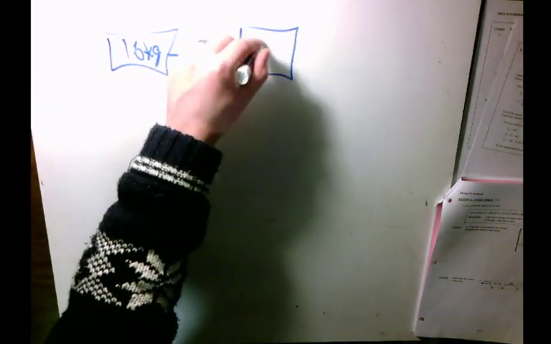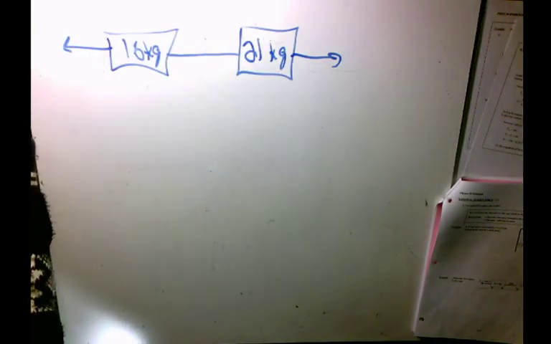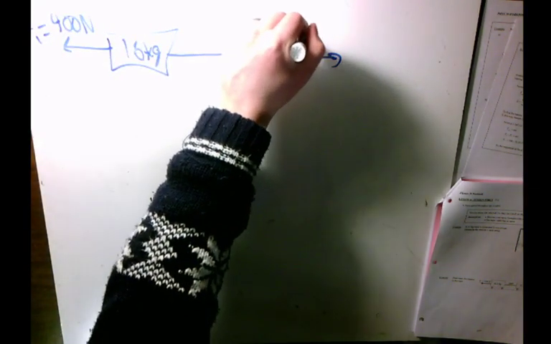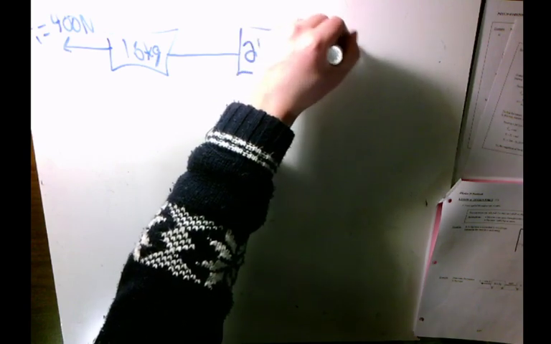So we have two carts. Our first cart is 16 kilograms. It's attached by a rope to a second cart, which is 21 kilograms. There are two external forces being applied. So we have 400 newtons to the left and 530 newtons to the right.